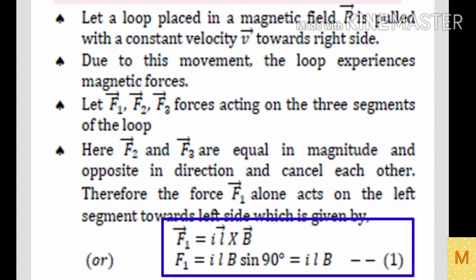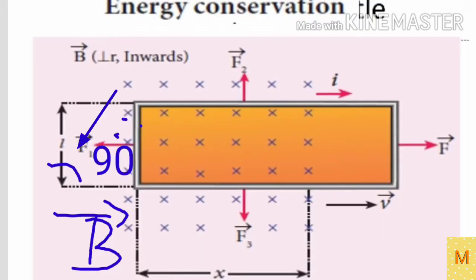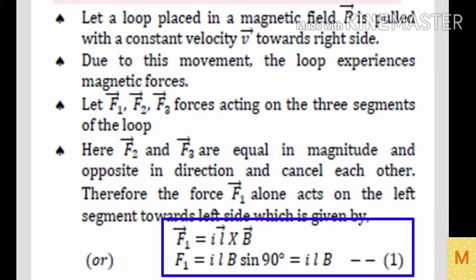So the magnitude form of this equation can be written as F1 is equal to ILB sine 90 degree. Here the cross product is replaced in terms of sine theta. The angle between L vector and B vector is considered as 90 degree, where sine 90 is equal to 1. So F1 becomes ILB. This is equation number 1.